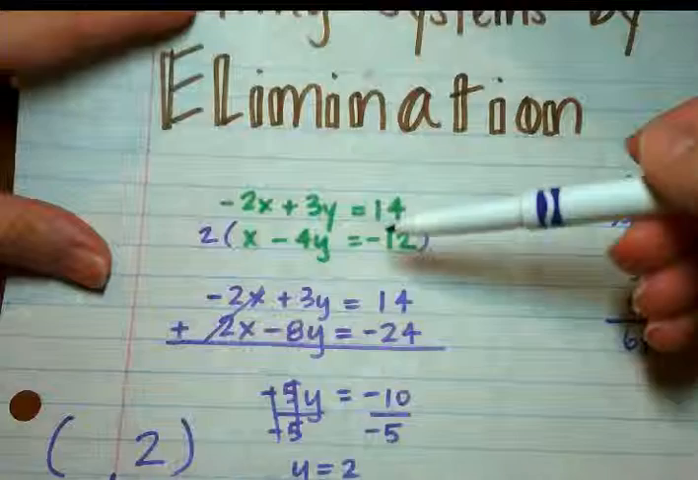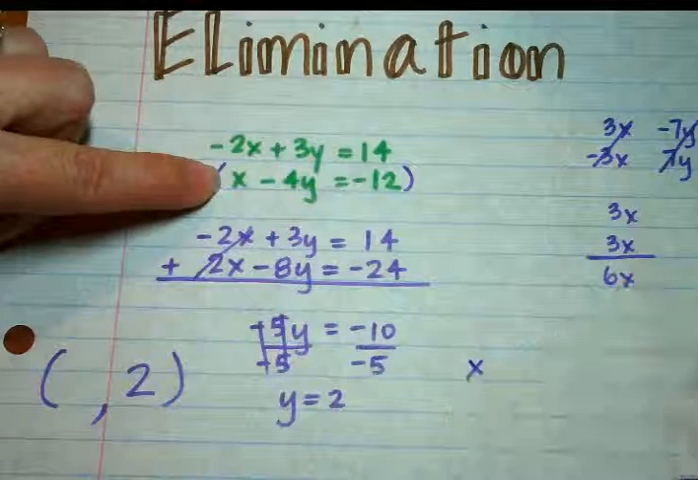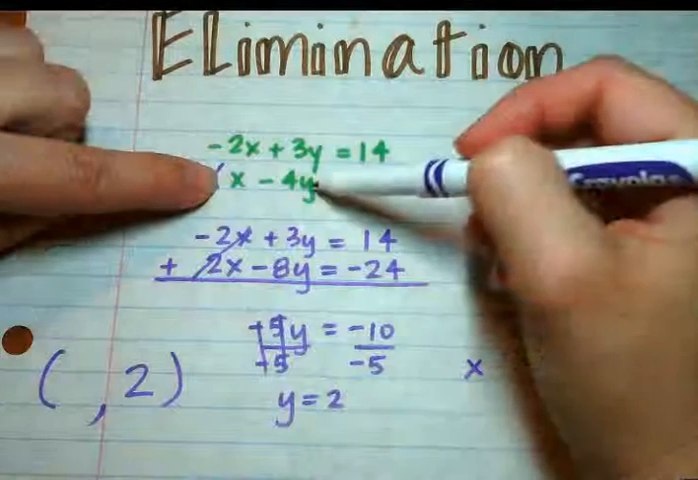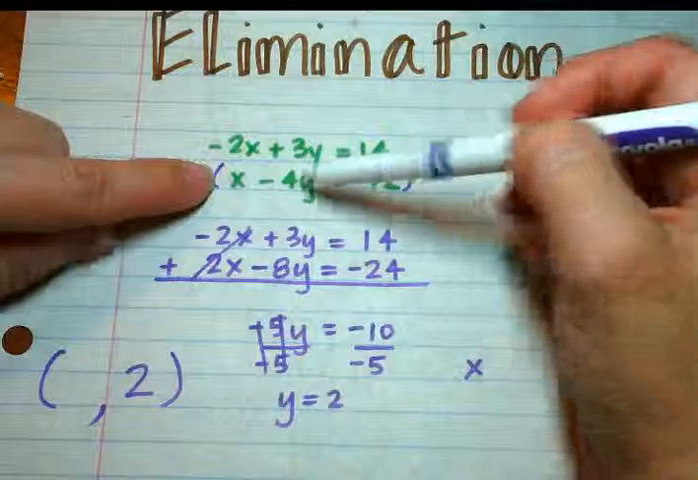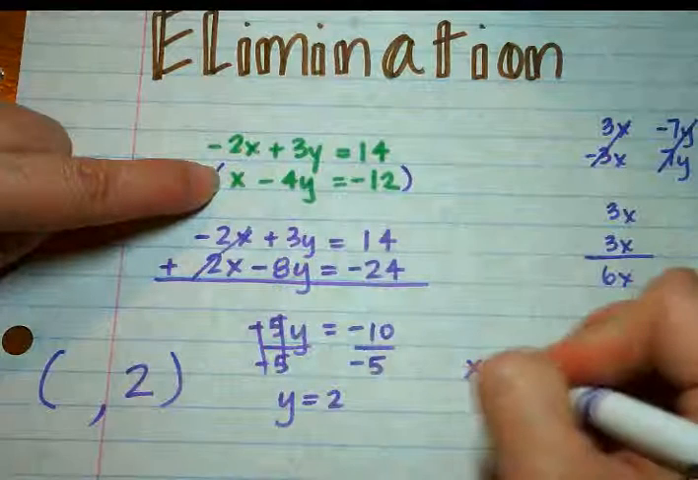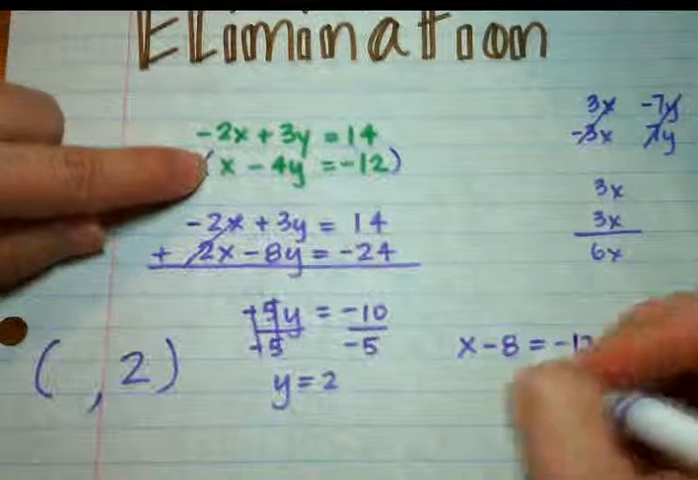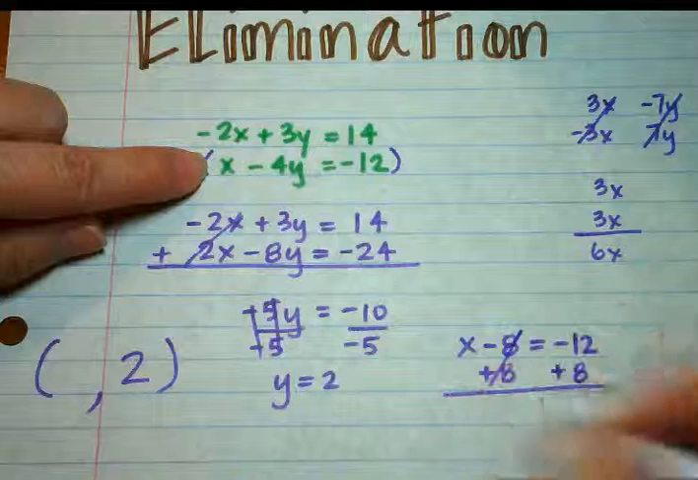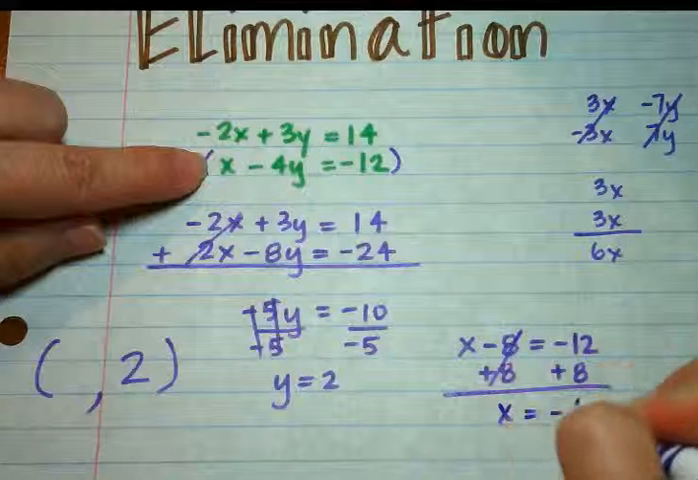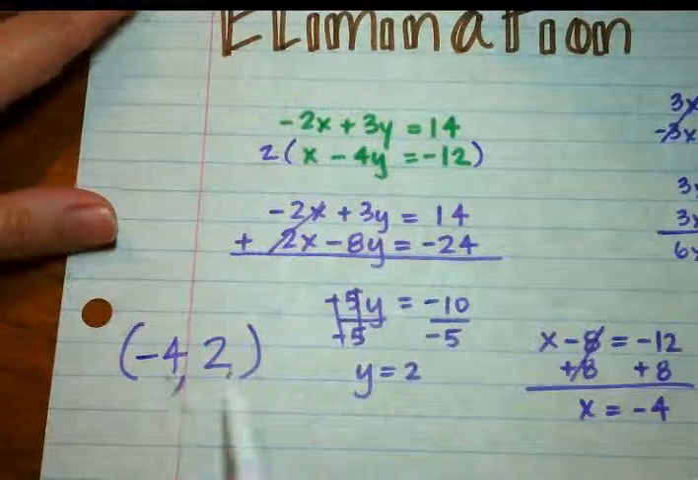Now we need to figure out what x is. So we can go up here and use either problem. It doesn't matter. I'm going to use the second one. So I don't know what x is. I know y is 2. So what this is telling me right here to do is to multiply negative 4 times 2. So that's going to be a negative 8 equals negative 12. So to solve, I need to add 8 to both sides. So that cancels. And x is negative 4. So now I'm going to go over here and fill in my ordered pair with negative 4, 2.